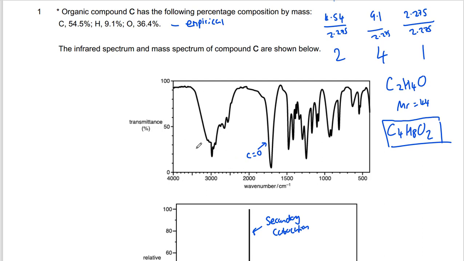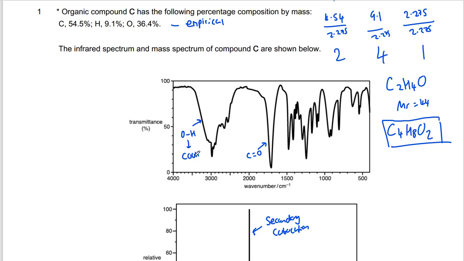Now, the second bit is this broad peak here. Now, it's a broad peak at around 3000. Now, a broad peak at this level is typically an OH peak, and it's possibly, because obviously it's on your data sheet, a broad peak in this region sort of suggests a carboxylic acid, COOH.